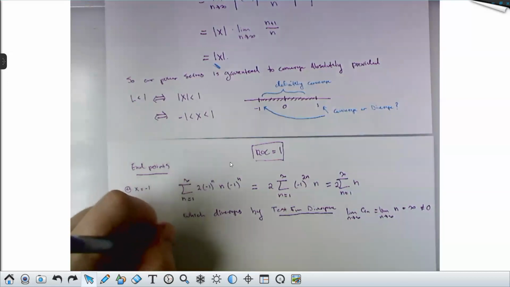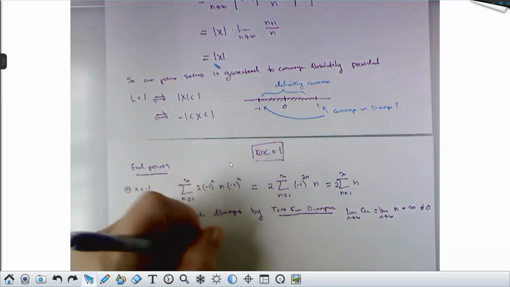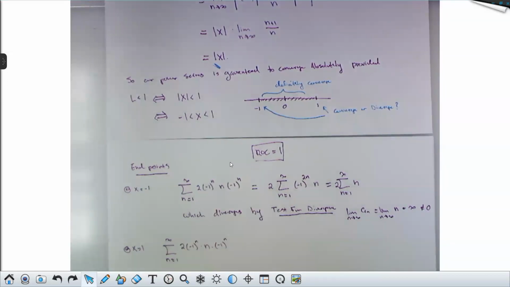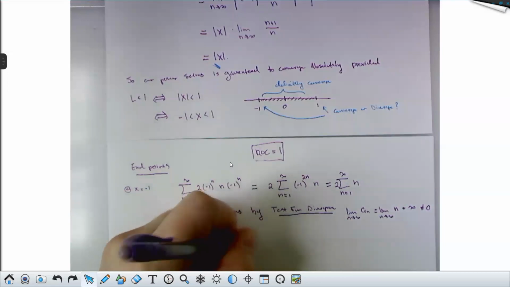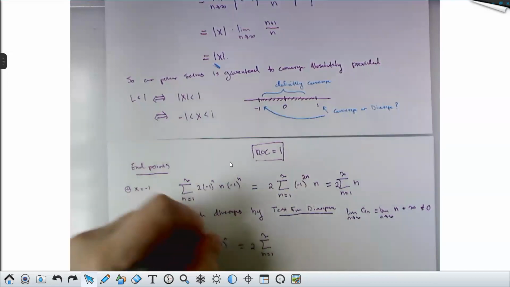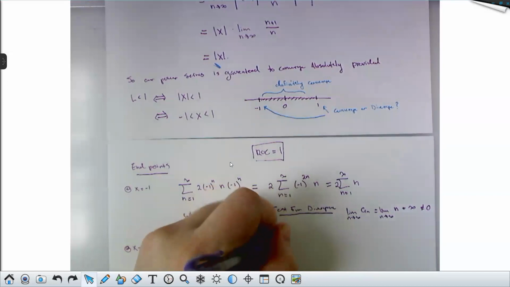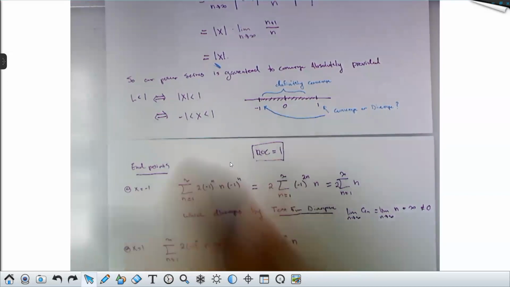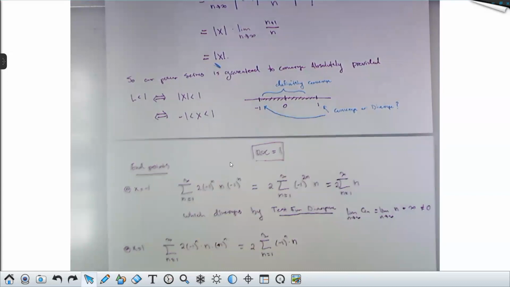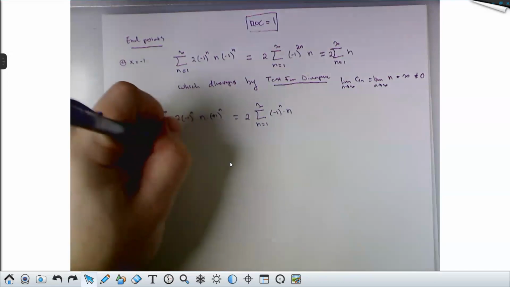If you plug +1 into that power series, you get sigma n from 1 to infinity, 2 times (-1)^n times (+1)^n, which is 2 times sigma n from 1 to infinity of (-1)^n times (+1)^n. (+1)^n is just 1. So this is just (-1)^n times n. And this also diverges by the test for divergence.